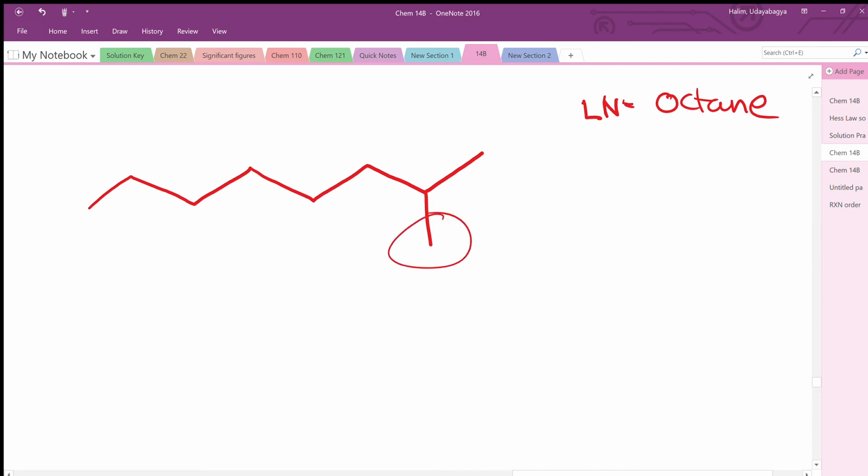And what is that group called? That's a methyl. 1, 2, 3, 4, 5, 6, 7, 8. So methyl. And what position should I give it? 2.